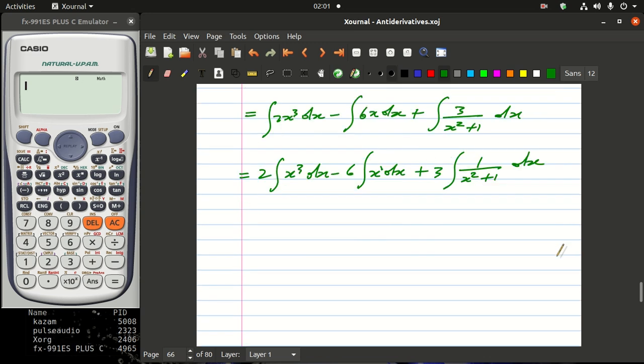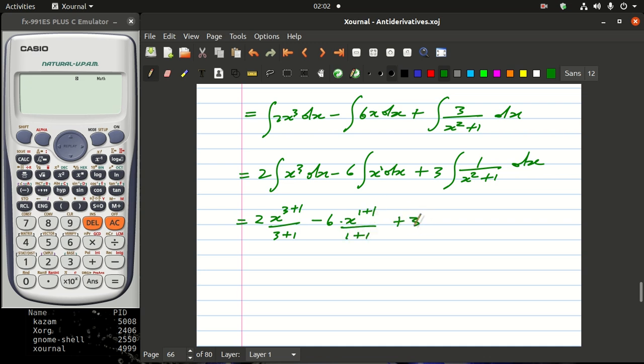So if you look carefully into this, you will find out that I will have a 2. And then when I'm dealing with this, I'll have x raised to 3 plus 1 over 3 plus 1. And then I have minus 6. And then I'll have x raised to 1 plus 1 divided by 1 plus 1.